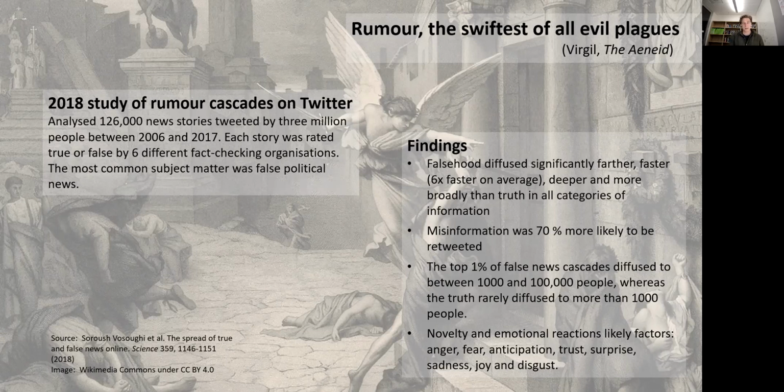So rumor cascades here is a study of how these news stories are taken up and shared or propagated on Twitter. And the findings of the study were that falsehood diffused significantly faster, on average 6 times faster, deeper and more broadly than truth in all categories of information. Okay, so false news stories spread much, much faster and further than true stories.